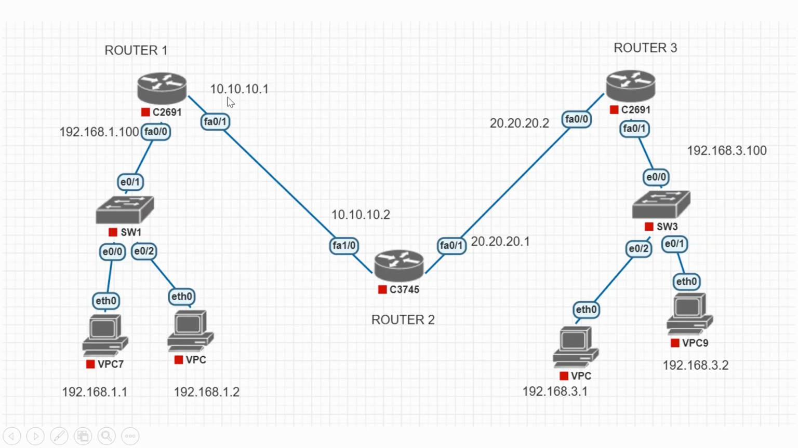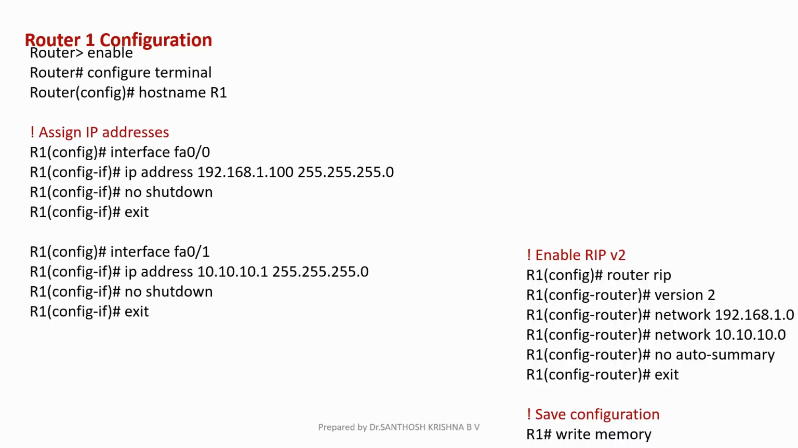Here I'm going to configure RIP version 2 on router 1, router 2, and router 3. I'm going to do the implementation of the RIP protocol. It is very simple. RIP implementation is very simple. Let us see the CLI commands before we start the hands-on.